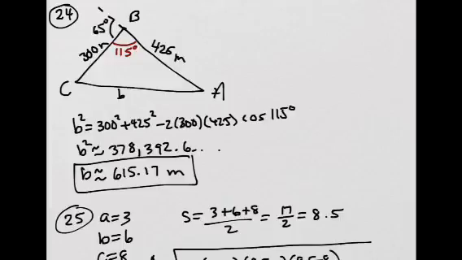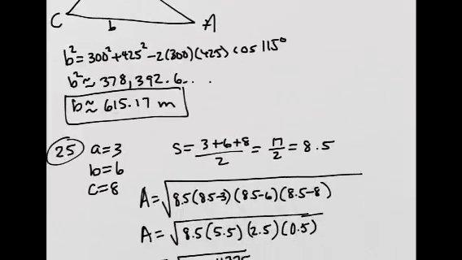Number 24, they gave you this angle out here, and they want you to find this distance, AC. So you have to find the supplement of this angle of 65, because that would be the inside angle, and so that's 115. Okay, so now I have side, angle, side. Here's the setup. Okay, I put it into the calculator just like I saw it, and you get 378,382.6, and it keeps going. Take the square root of that, and there's the final answer.